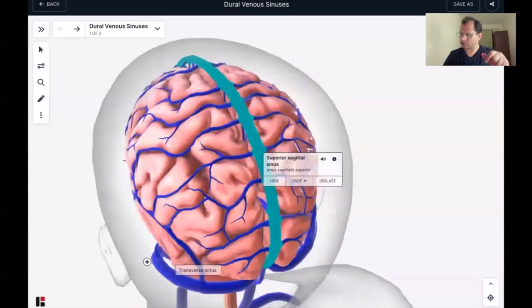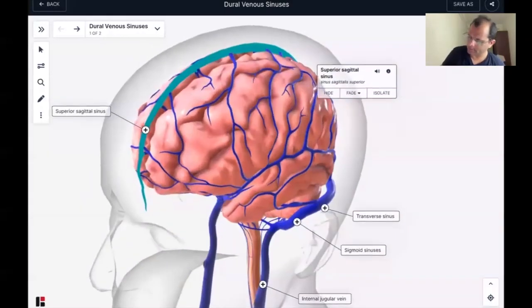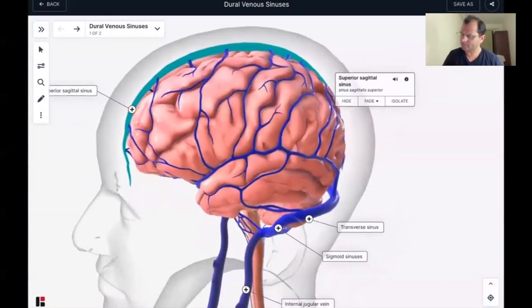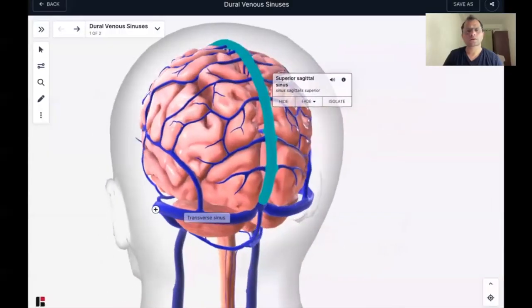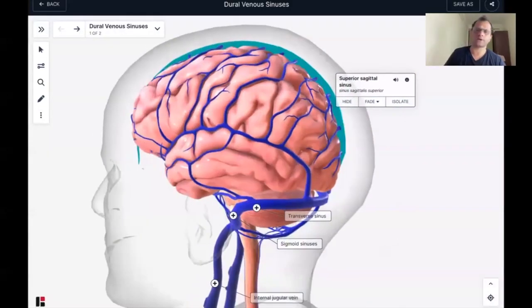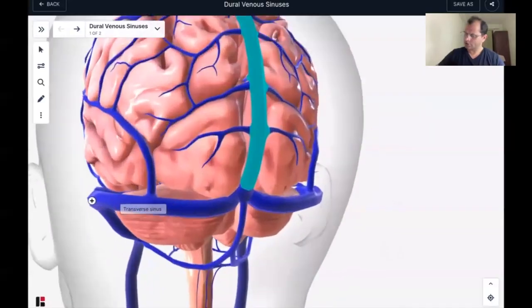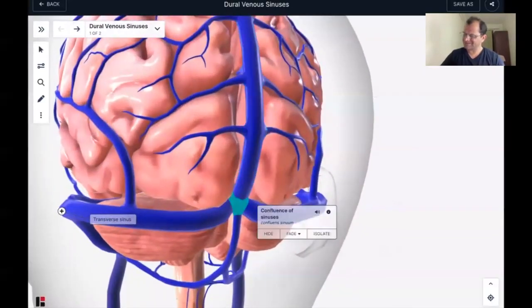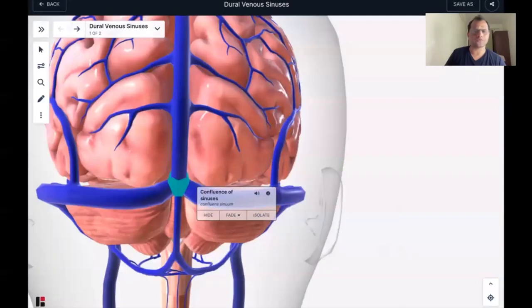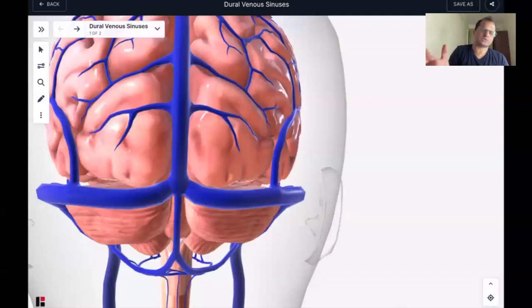So there's the superior sagittal sinus bringing blood from the upper part of the body. Okay. Then inside we have the inferior sagittal sinus. Both meet at one place, that is the meeting point of sinus, or the confluence of sinus. Okay, sinus means bigger vein.